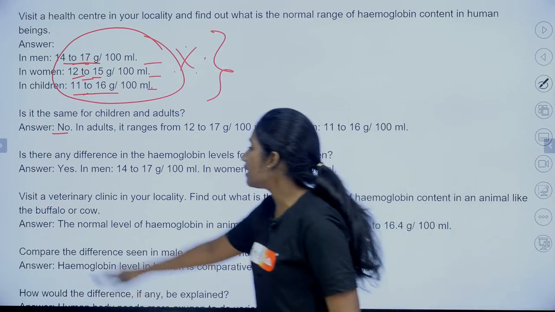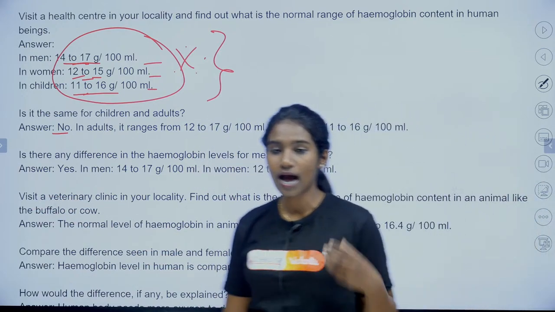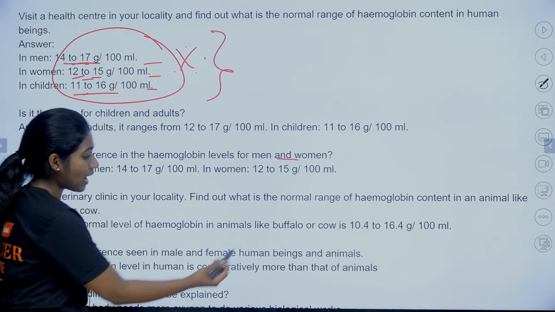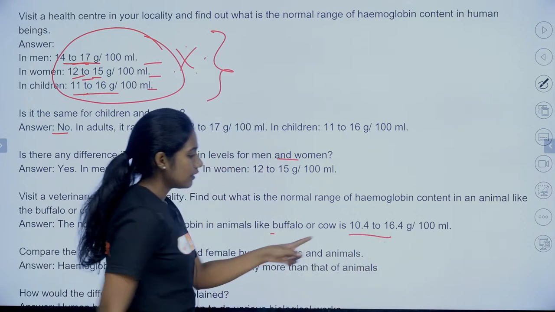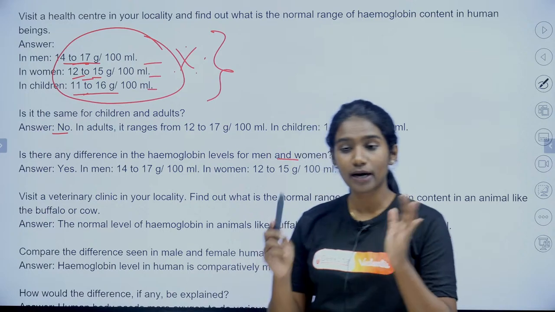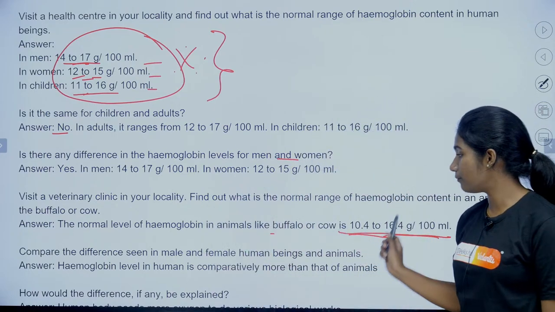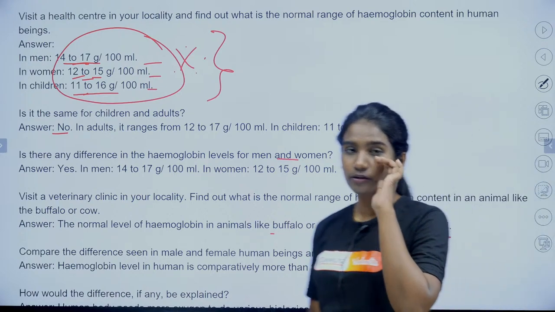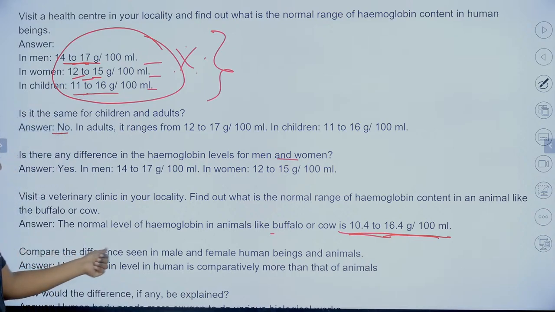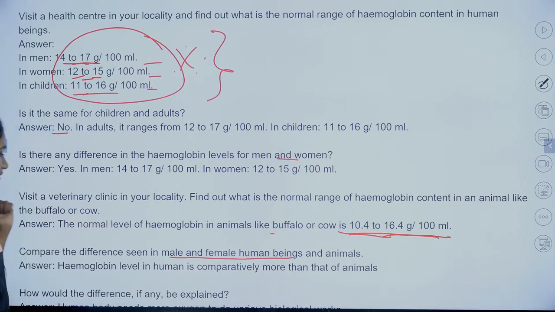And then they also asked us to compare with animals, right? Animals like cow and buffalo. So here the normal level of hemoglobin in animals like cow and buffalo is 10.4 to 16 gram per 100 ml. It varies from 10.4 to 16, so it can be in between also. It can be 11, 12, 13, right? So now compare the difference that is seen in male and female human beings as well as animals.